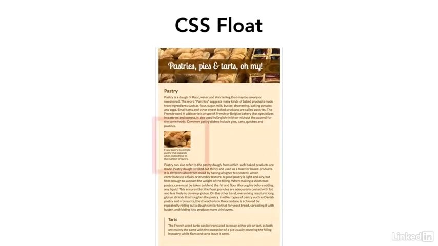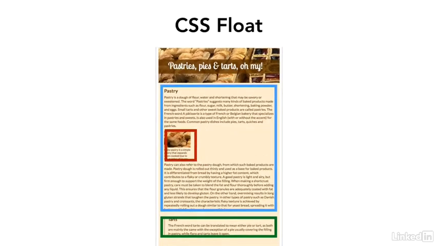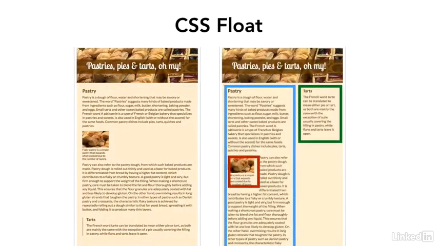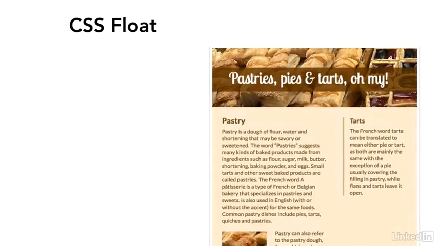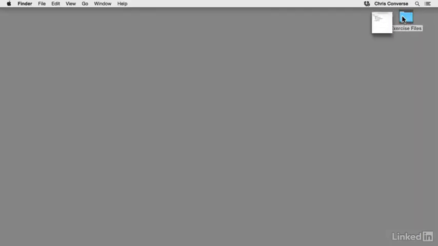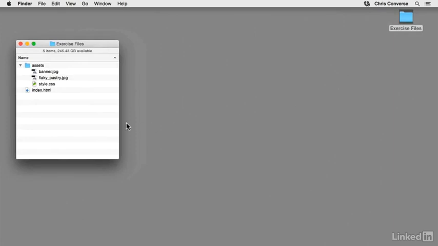Hi, this is Chris Converse, and in this episode, we'll be exploring using CSS float properties to create a text wrap around a photo and caption, as well as create a column layout within our web page. Now, if you'd like to follow along with me, download the exercise files, which includes a basic web layout that we can all start from, and we'll begin by opening the index.html file in a text editor.